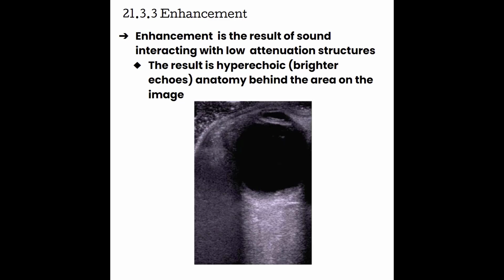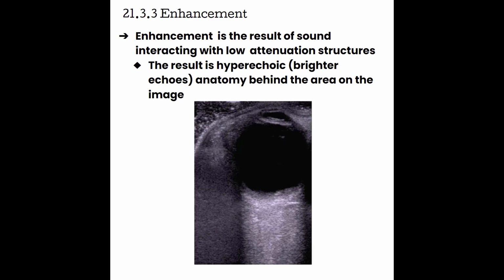Now, enhancement is kind of the opposite of shadowing. Enhancement occurs when the sound energy is minimally attenuated by a structure. The result is that there is a lot more sound energy behind these structures, making anything behind it reflect more sound energy, which the machine codes as brighter echoes.